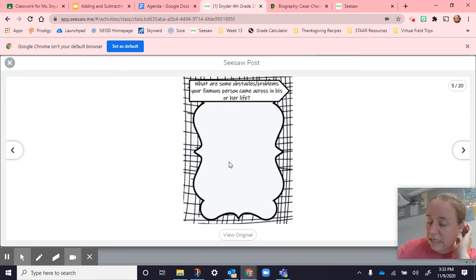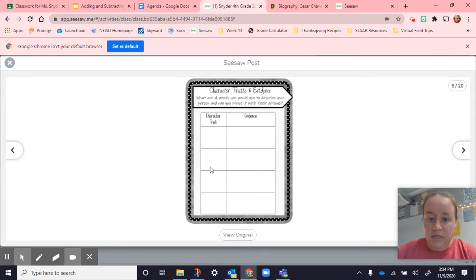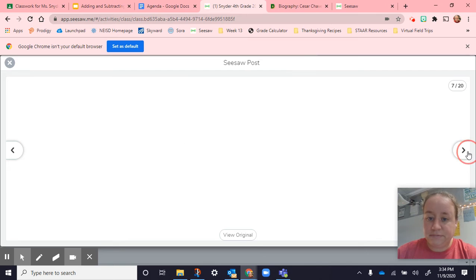So, for example, today we read about Bessie Coleman, and we talked about how it was challenging for her because at the time she was wanting to get her pilot's license, but because of the color of her skin, she was not able to do that. So she had to leave America and go all the way to Paris in order to get her license. So that was an obstacle and a problem that she had to overcome. So something like that. Then character traits.